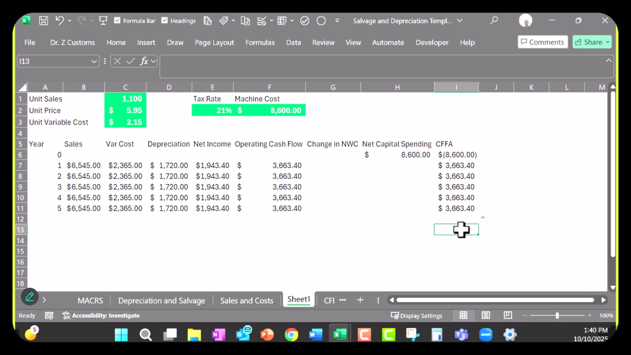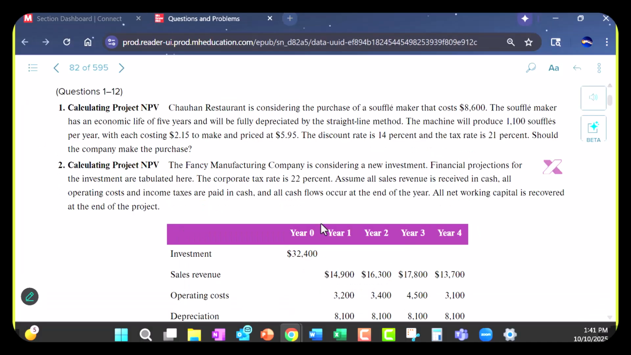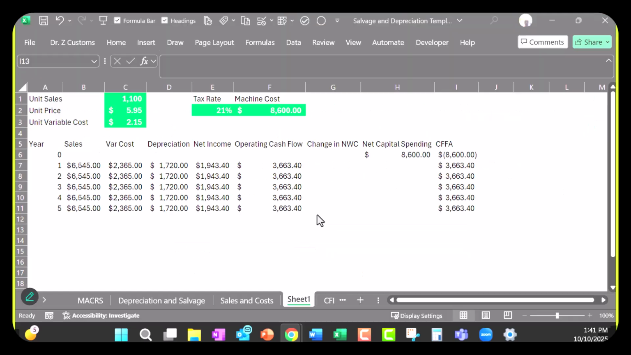These are the cash flows from the project. If all we want is NPV, we can directly calculate it here. Discount rate is 14%. So let's calculate NPV here.